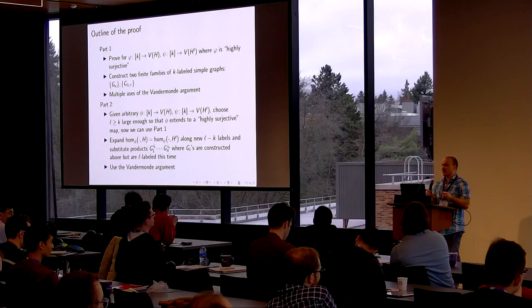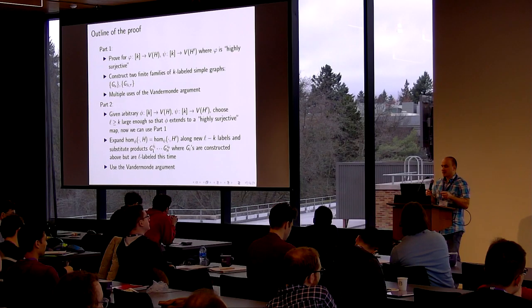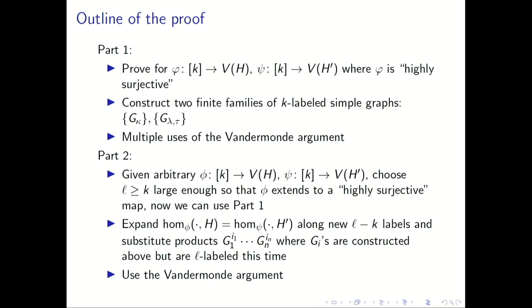The left-hand side graphs that we use here are products of the graphs from part 1, but they are labeled this time. By noting that partial graph homomorphism functions are multiplicative, we can apply the Vandermonde argument again. The conclusion is that there is another map extending psi and a graph isomorphism sending the first extended map to the second one.